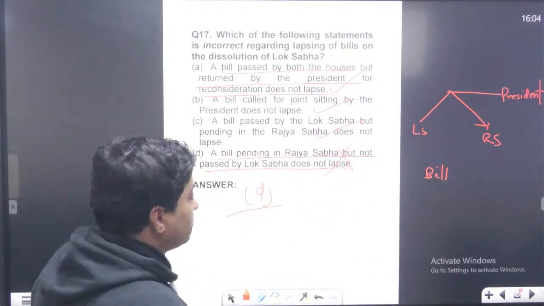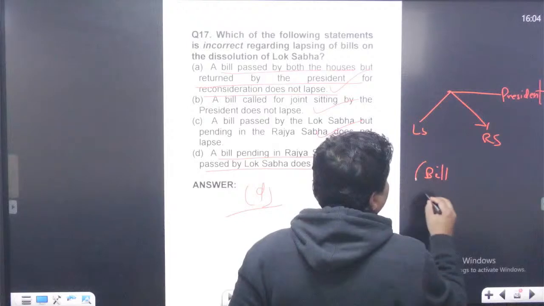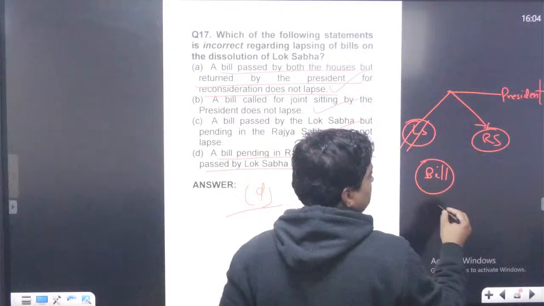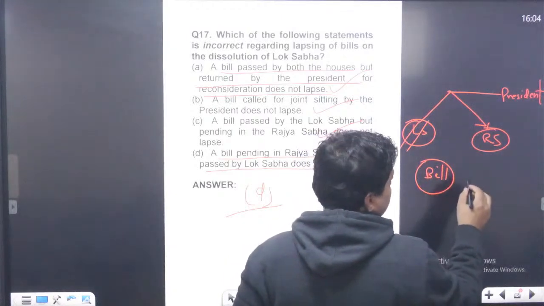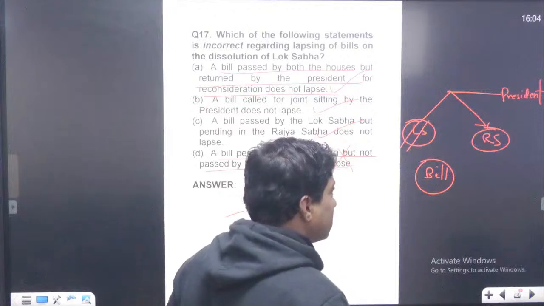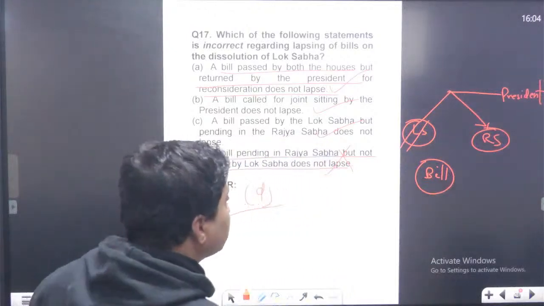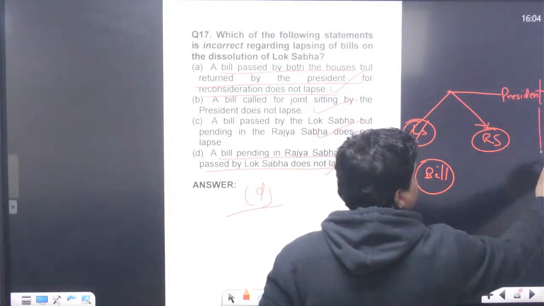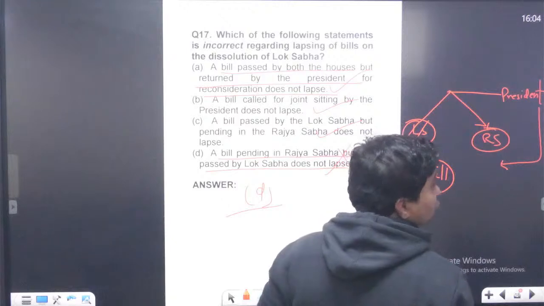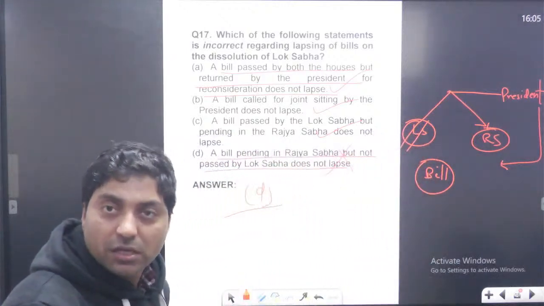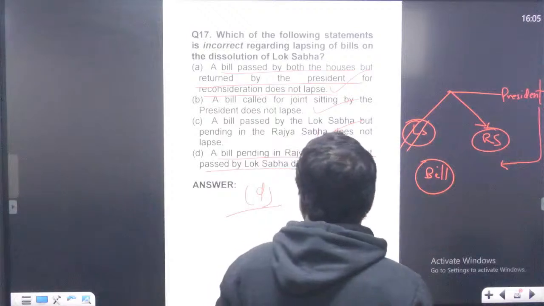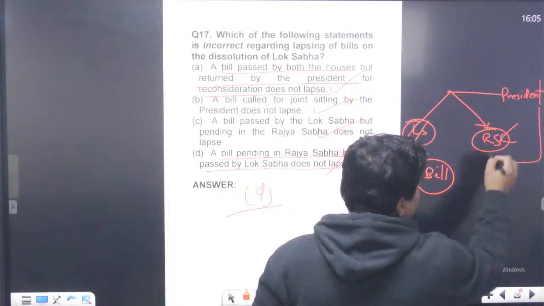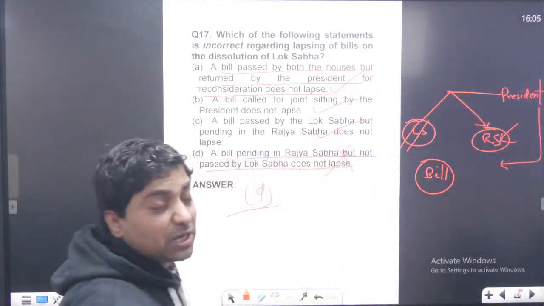Now consider a bill passed by both Lok Sabha and Rajya Sabha, and thereafter the Lok Sabha is dissolved. The bill does not lapse. In that case, consider a bill passed by the Lok Sabha and Rajya Sabha, and the President actually returned the bill to the house. It does not lapse. So the second house will consider the bill. A bill not passed by the Lok Sabha but pending in the Rajya Sabha means the bill has originated in the Rajya Sabha.